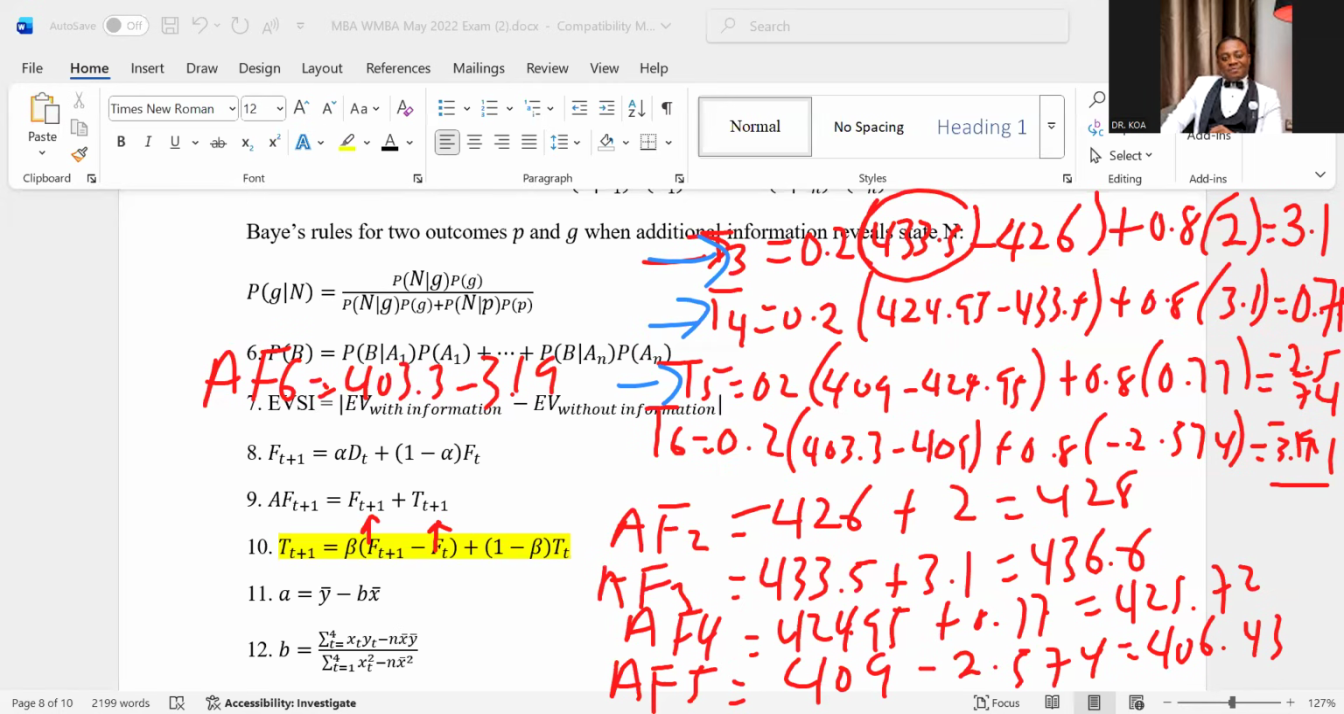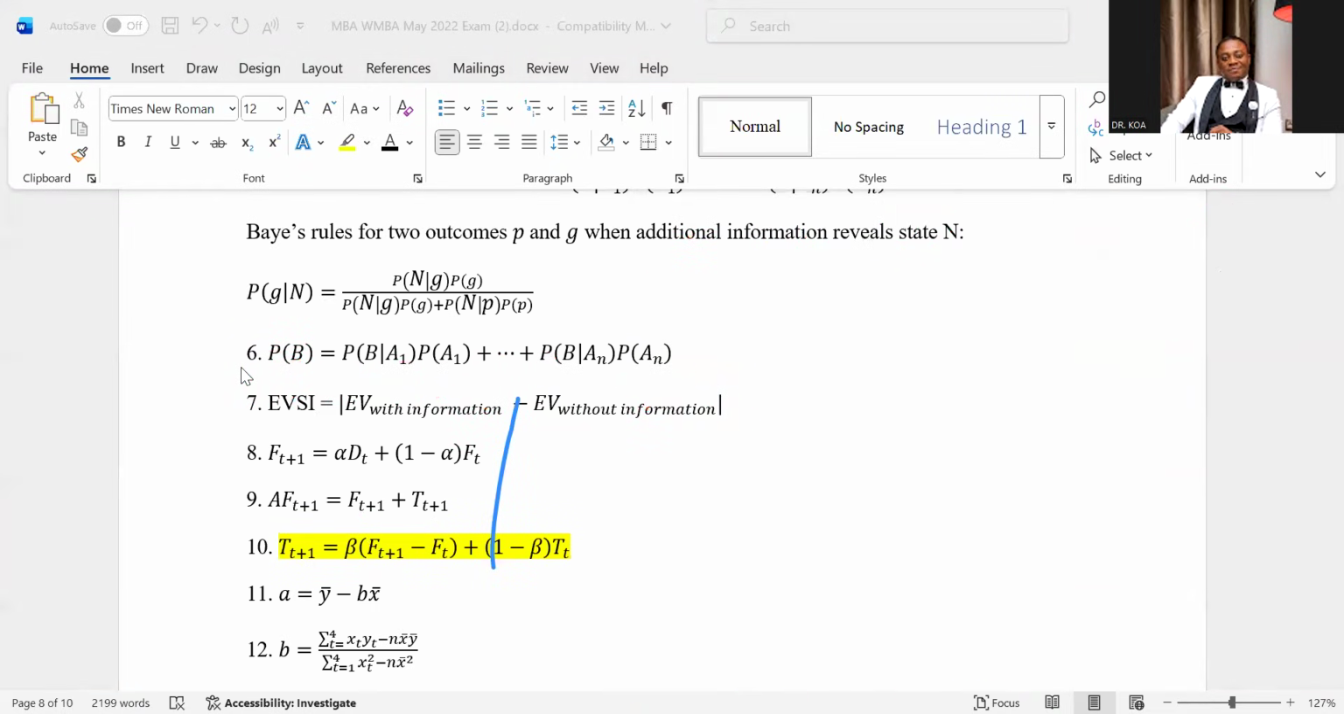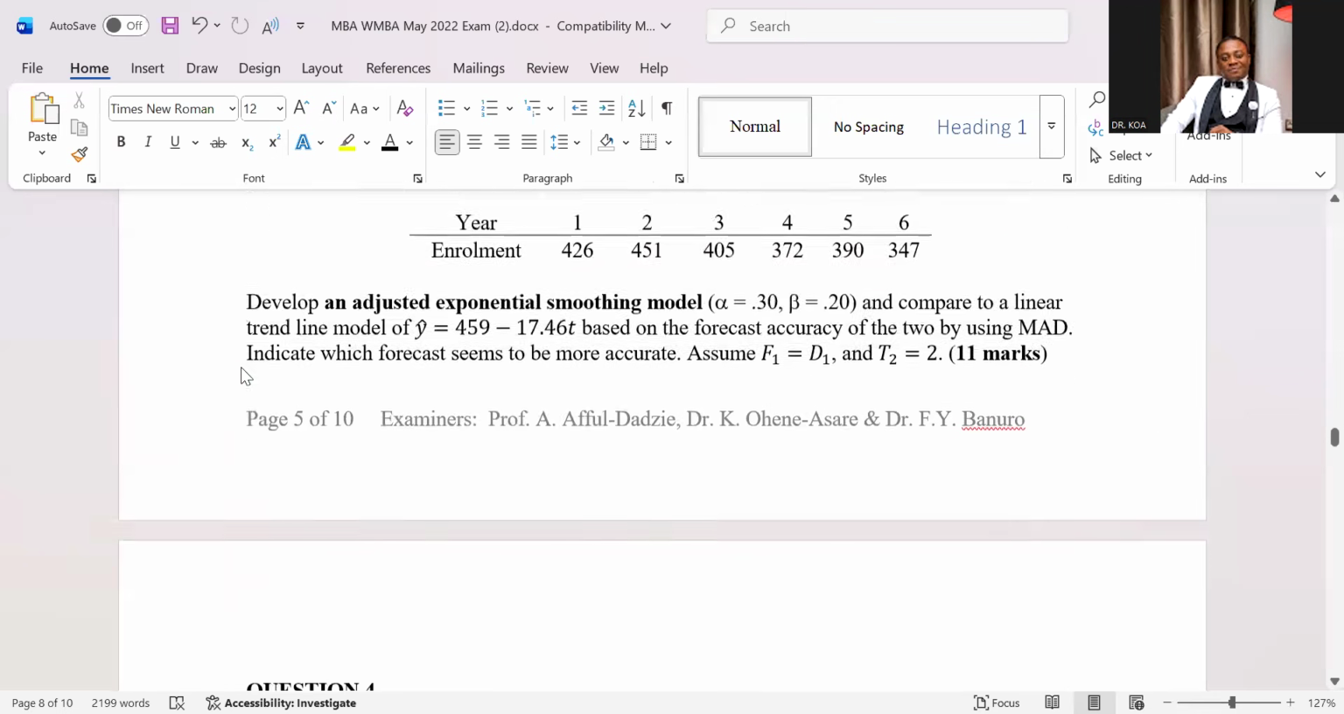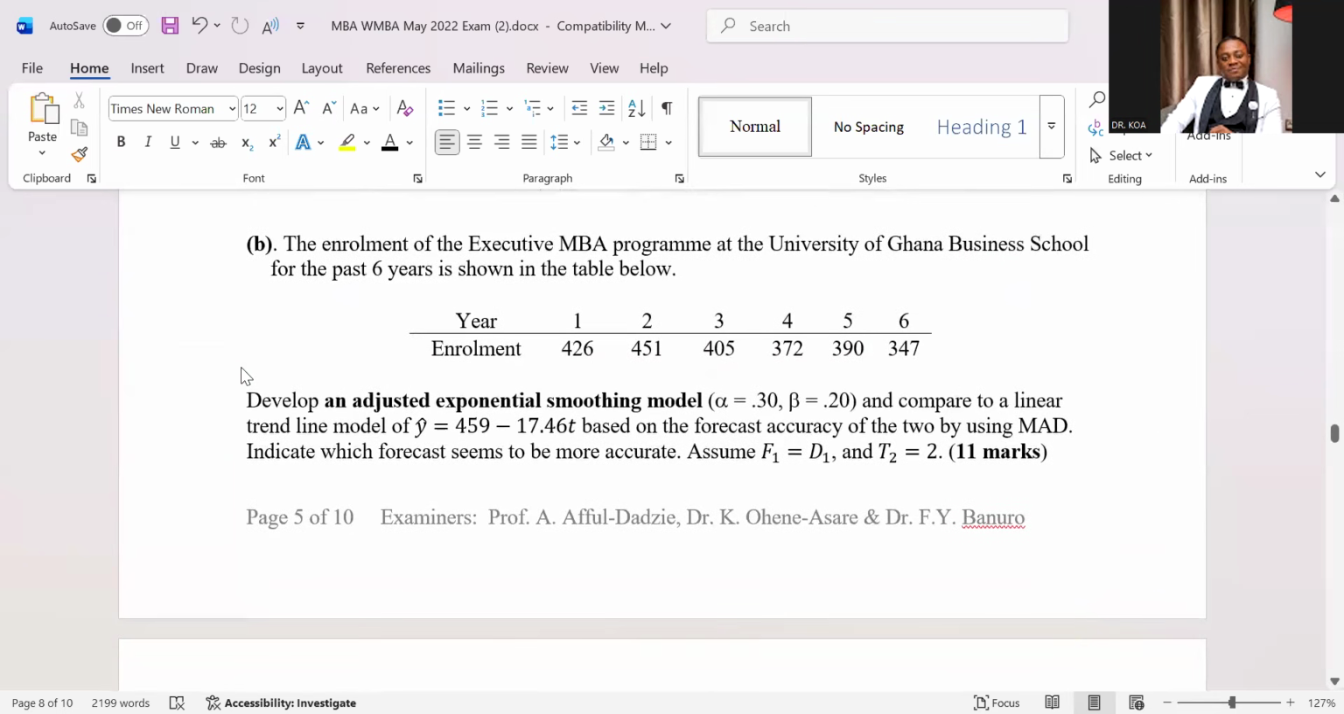Now, let me just go to the other subsidiary questions that were asked here. And then we are done for today. Because after calculating, the question says something. It says, develop an adjusted exponential smoothing, and compare it to a linear trend line, okay? So he didn't want you to go and calculate a new linear trend line. A linear trend line has been given to you based on the forecast accuracy.